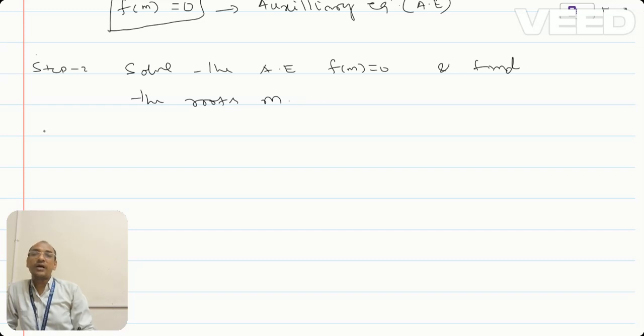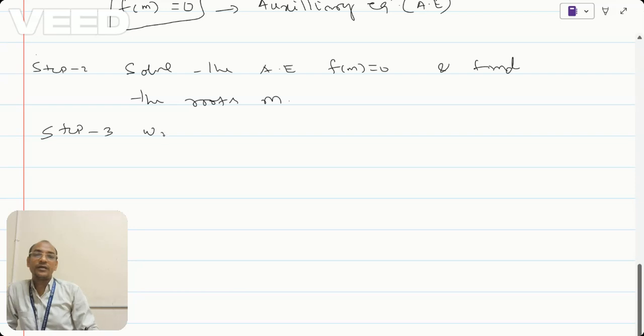Then, after finding the roots, how can we write the solution? So, step 3: write the solution. Depending upon the roots of m, we can have three cases.